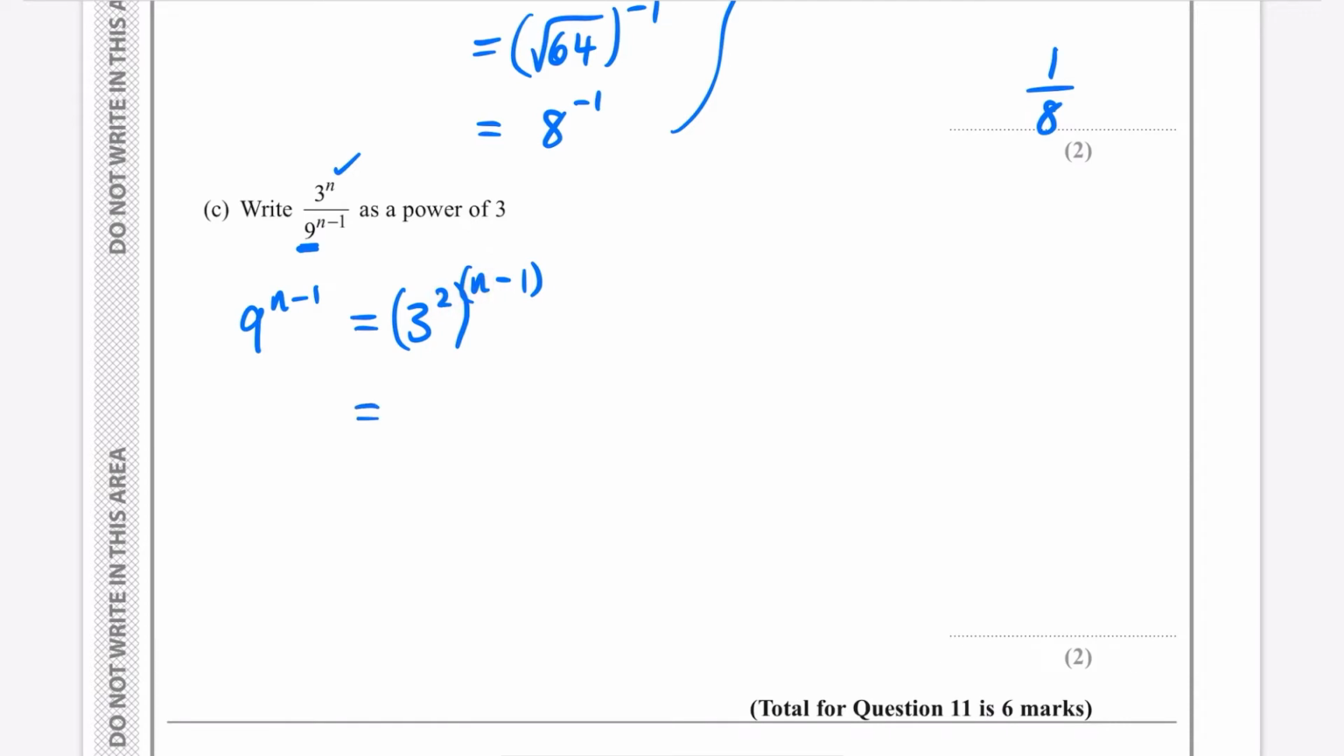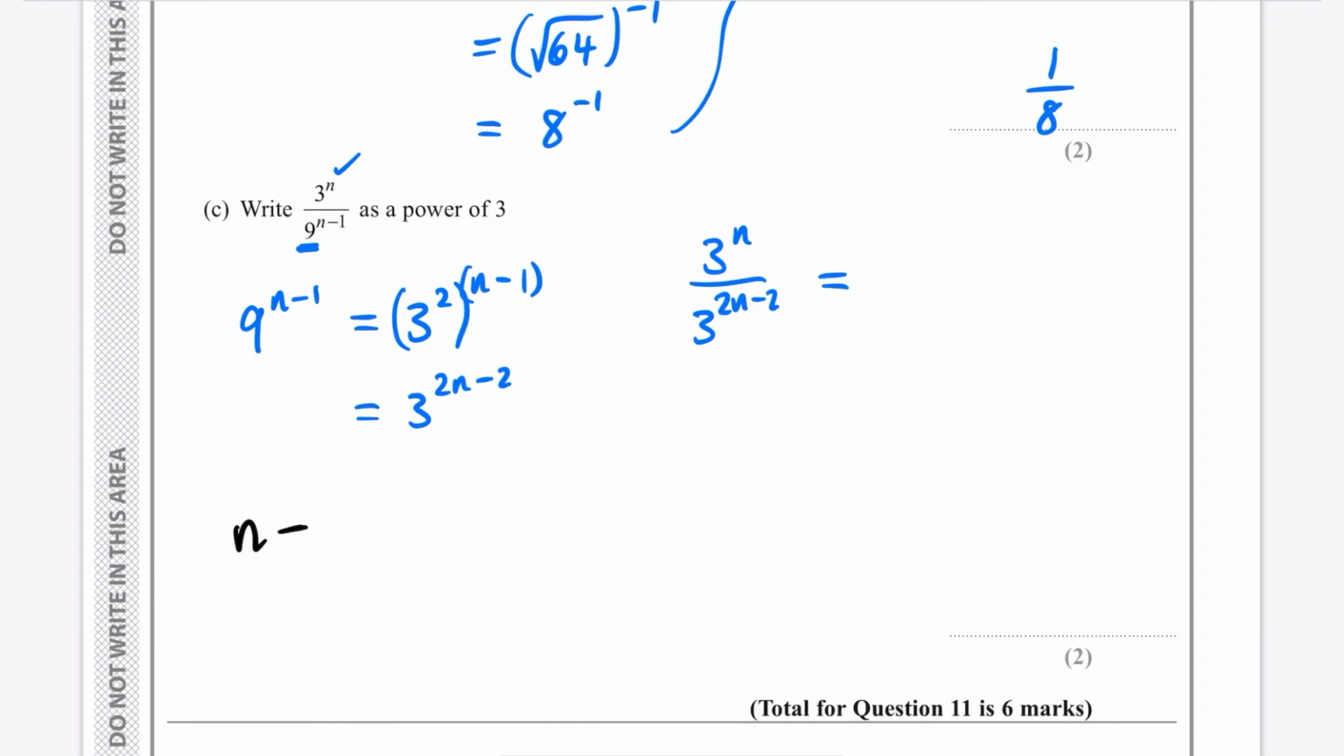That's the index law when you have brackets. So it's 3 to the power of 2n minus 2. When you multiply this by 2 and this by 2, you get 2n minus 2. So 3 to the power of n over 3 to the power of 2n minus 2 needs some simplifying. When you have these powers, you subtract the powers. So we're going to do that really carefully.